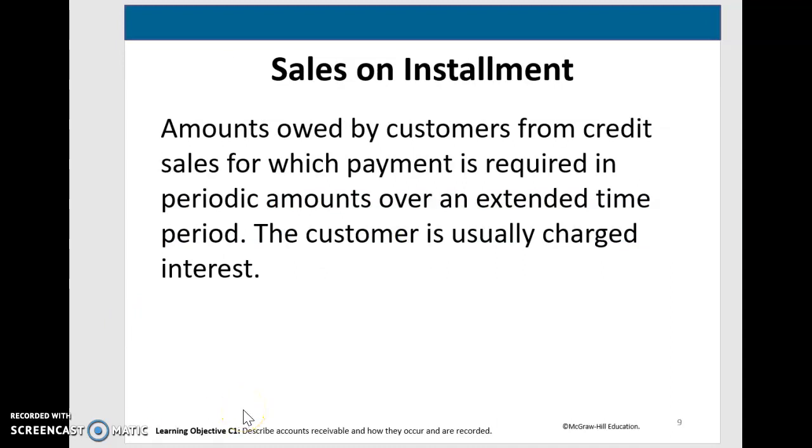Amounts owed by customers from credit sales for which payment is required, sometimes we can extend that payment time. If we do that, we usually will charge a percent of interest. At this time, I ask you to open up your workbook for lesson 1, and we'll walk through the problems. We'll be working on exercise 7.1 first on page 292.